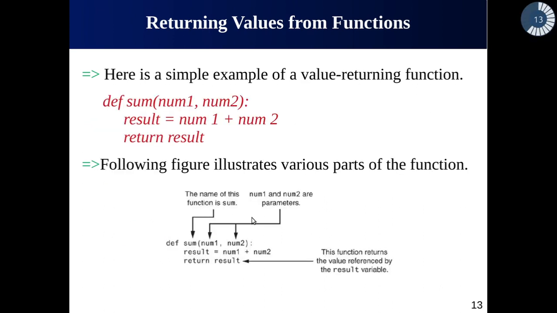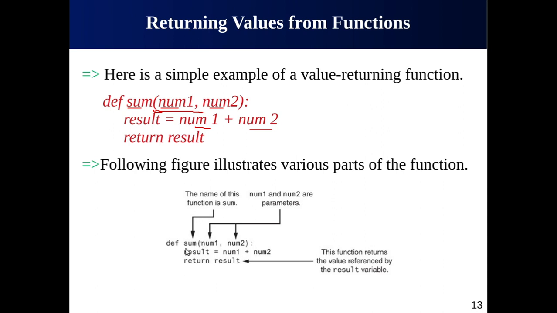Let us see a simple example. In this example, we have a function with the name sum. We have two parameters, num1 and num2. Inside the body, we are adding the two parameters and assigning the result to the variable result. And finally, we are returning the value of result to the portion from where we call this function. And here is a graphical representation.